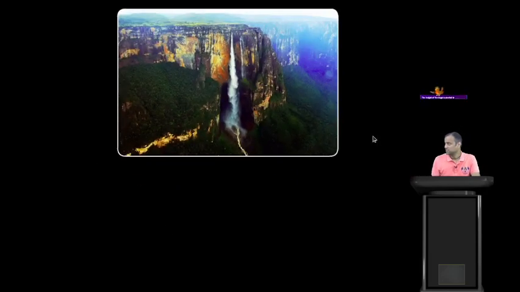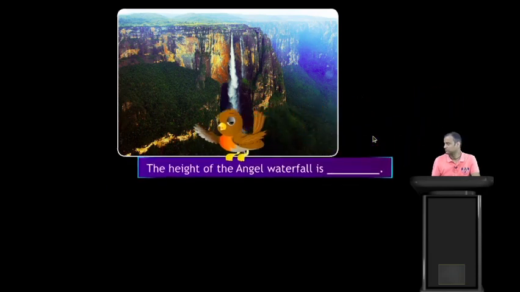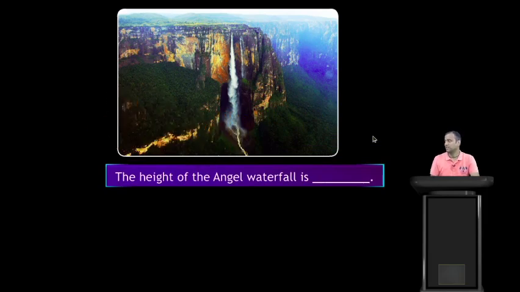Now next, this is the highest waterfall. It's so high that you cannot see its cliff. Can you name the highest waterfall in the world? Okay, so let's see. This waterfall is called Angel Waterfall, and its height is 3,230 feet. It's also too high. We cannot measure it with our measuring tape, or use our ruler to measure this one. So we need something.